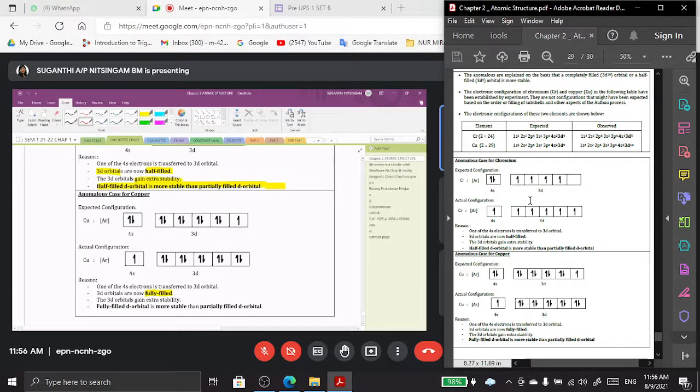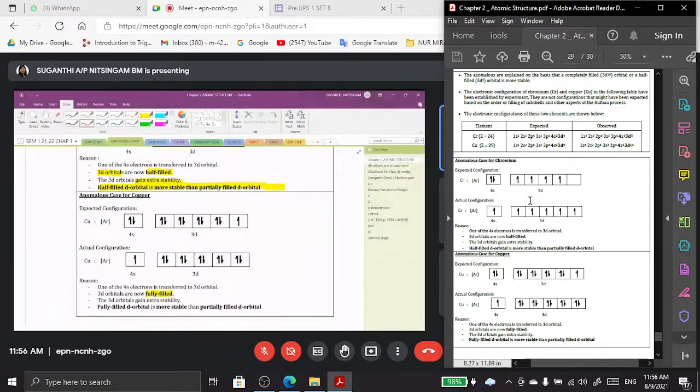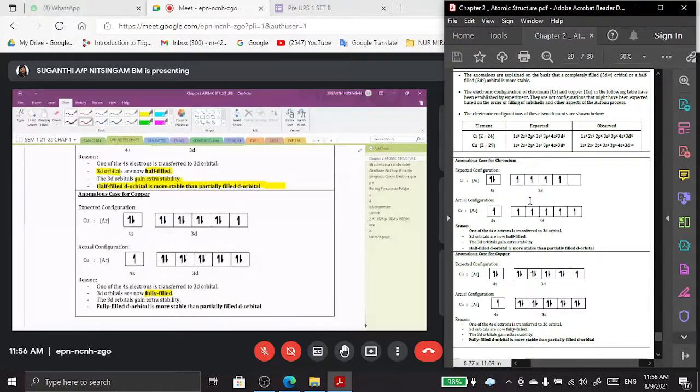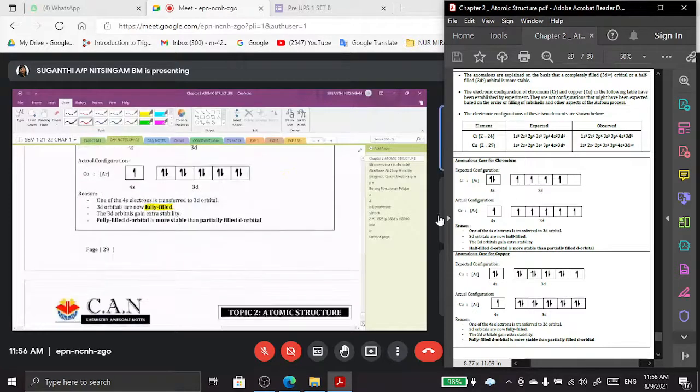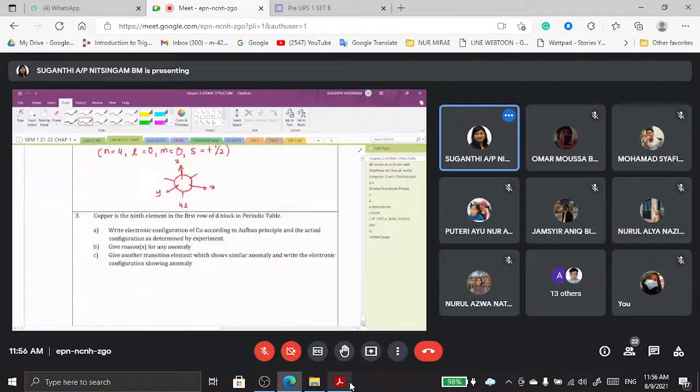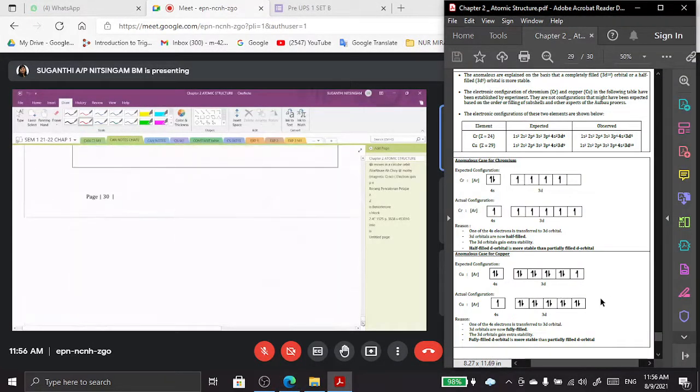Okay ya, cepat sikit. Okay, so I think dia senang saja kan. Siapa yang dah buat? Hantar pada saya. Cepat-cepat. Saya, madam. Okay, bagus. Hantar. Kita dah hampir nak tamatkan riwayat chapter 2 ya.